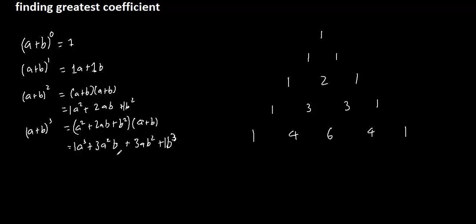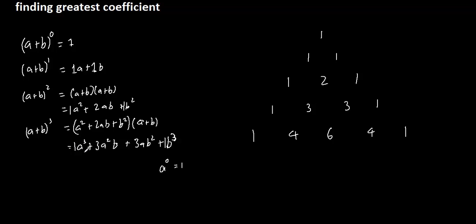But you notice there's another pattern going on. There's a cubed, a squared, a, and no a. There's no a here because a to the 0 is equal to 1. So the powers of a go 3, 2, 1, and then 0.